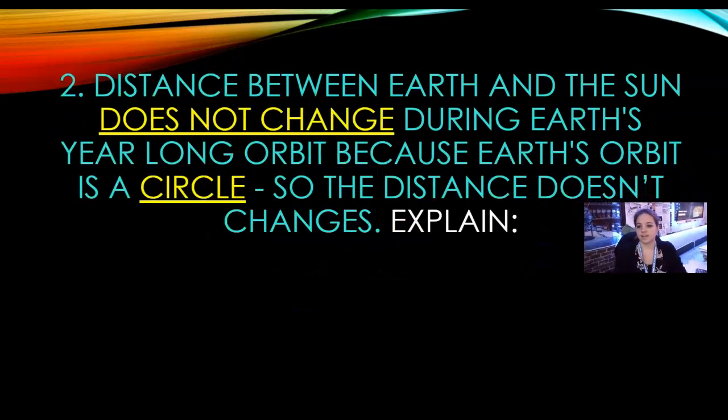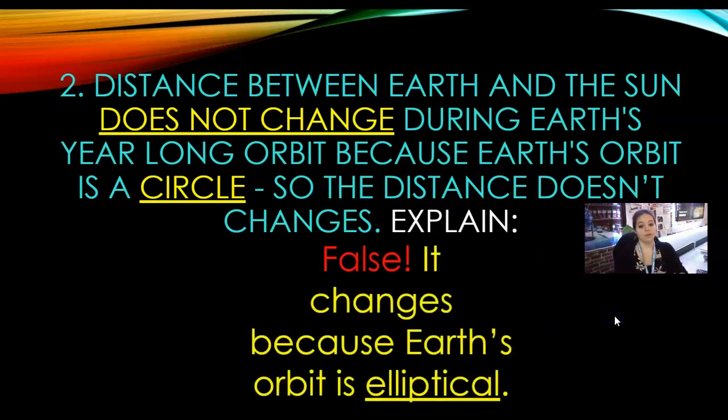All right. Number 2. The distance between the Earth and the sun does not change during Earth's year-long orbit because the Earth's orbit is a circle. So the distance doesn't change. This one is false. It is elliptical, which means it's like a flattened circle, a long flattened circle.